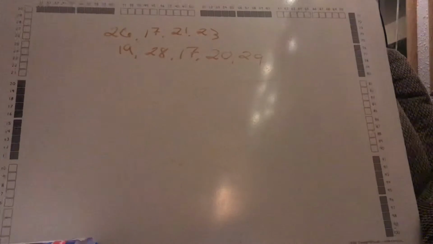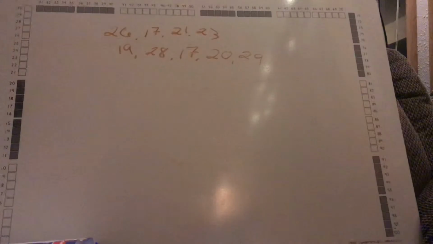I feel like I have more numbers than I'm supposed to. No? I do. 29, 20, 27, 17, 28, 19, 23, 21, 17, 26. Okay. Nope, I have the right number.